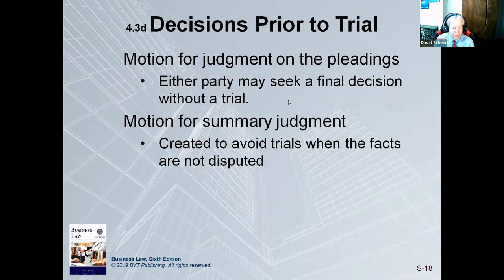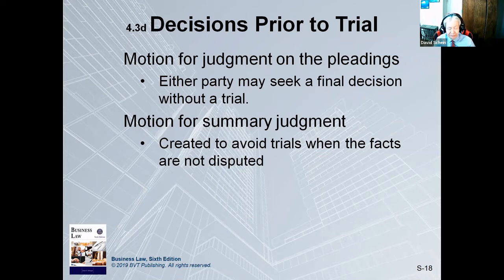Again, it's very expensive to have litigation. It's very expensive to go to trial. So even after you've done all that expensive discovery, you're still trying to get rid of the case. So you may go to the judge and ask for judgment on the pleadings. That's not usually successful. Now, below it is a motion for summary judgment. The acronym for that is MSJ, Motion for Summary Judgment.